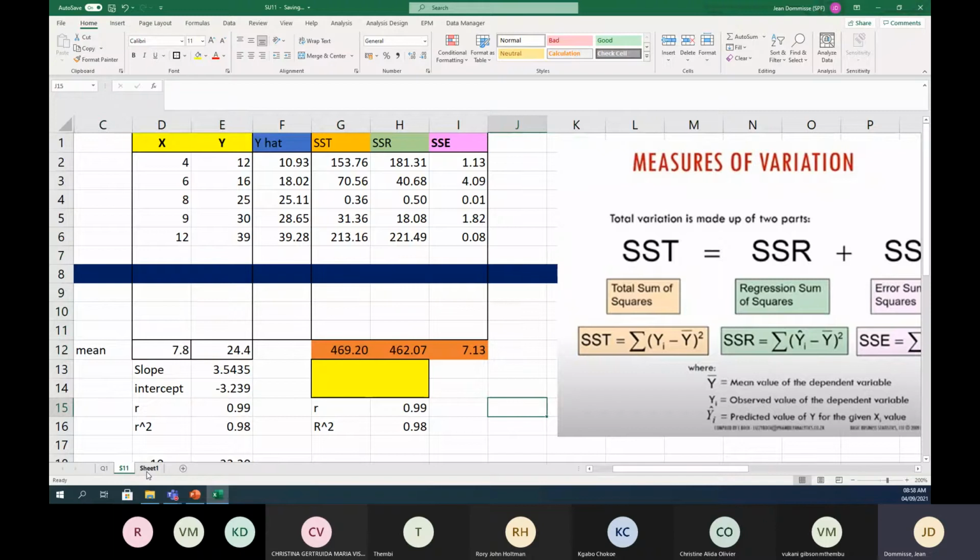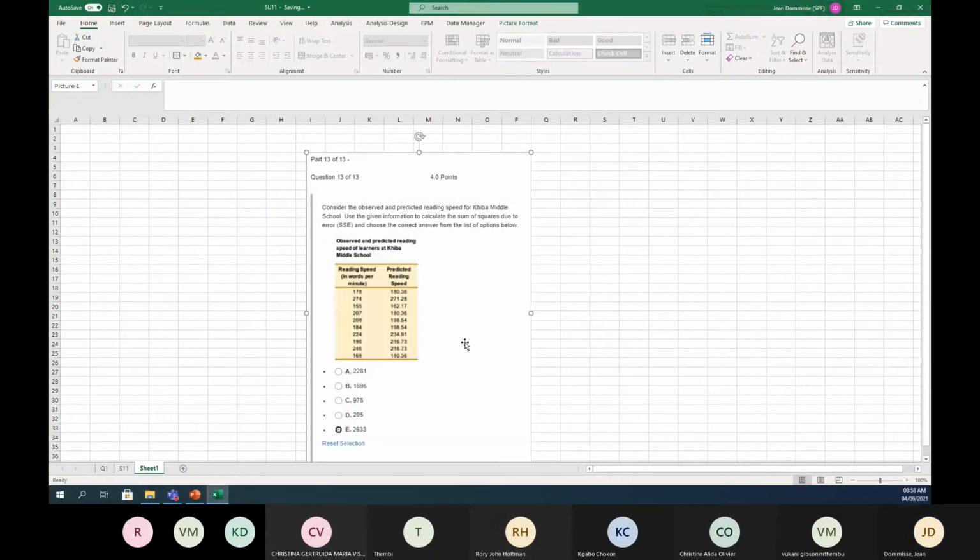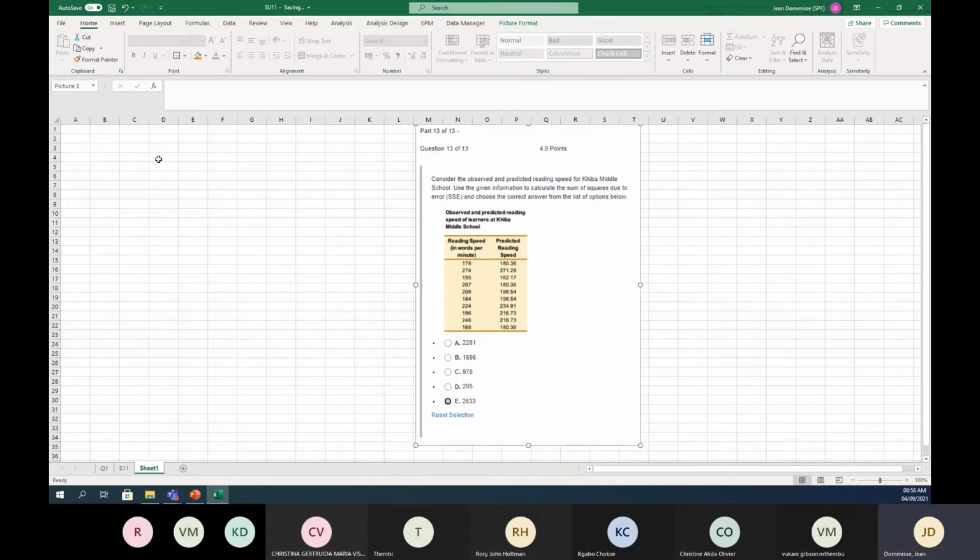Okay, so let's do this one. I was thinking this is maybe a catch question. So it is definitely regression. It is not chi-square. And just check if I've done all the numbers correct.